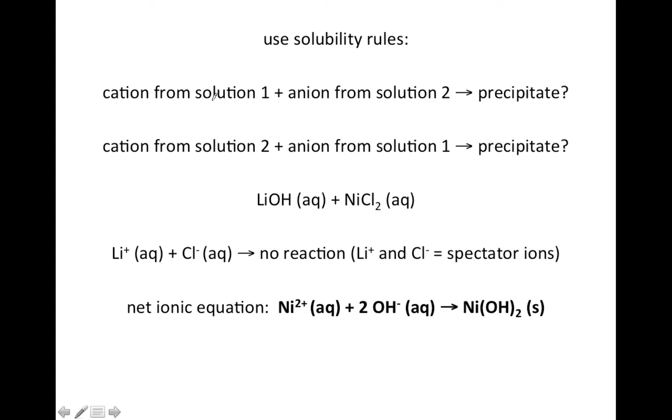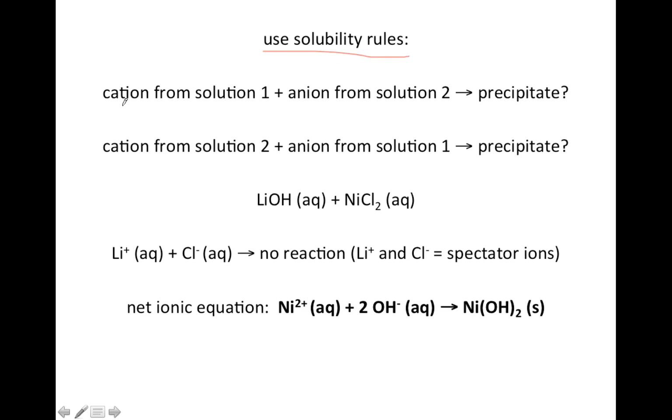So your general strategy is to use the solubility rules on the previous page. The group 1 metal cations, nitrate, and ammonium never form precipitates. And then you'll assume that the other combination does form a precipitate for now.